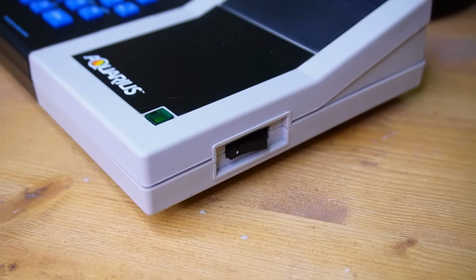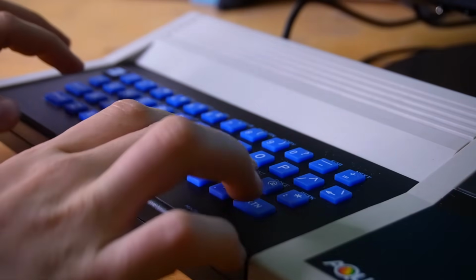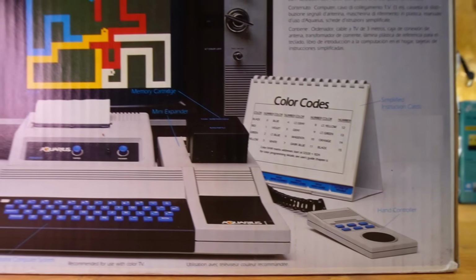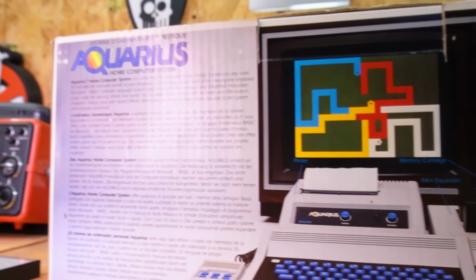Still, these quirks, combined with its unexpected origins, give it a certain retro charm. The Aquarius stands as a bold, though unsuccessful, attempt by an unconventional company to enter the computing world, leaving behind a legacy more rooted in historical curiosity than technological innovation.